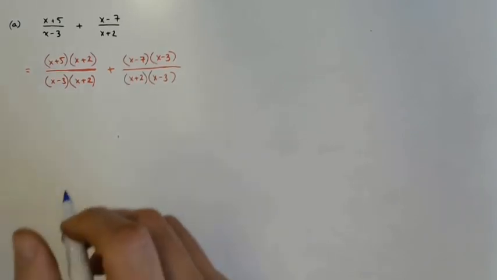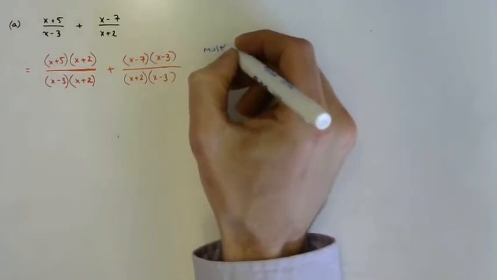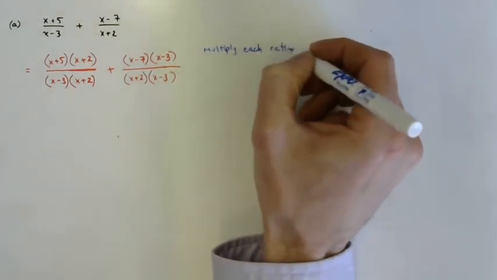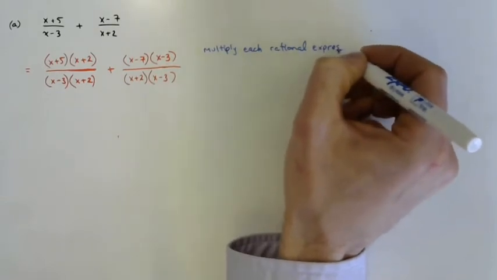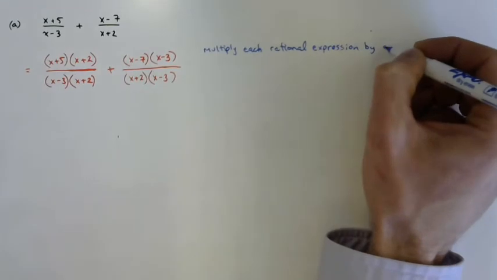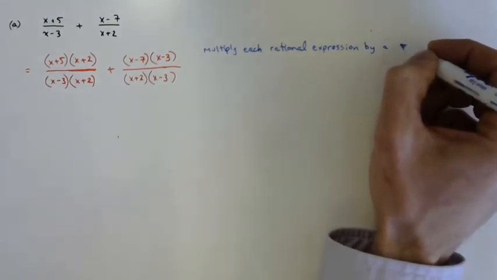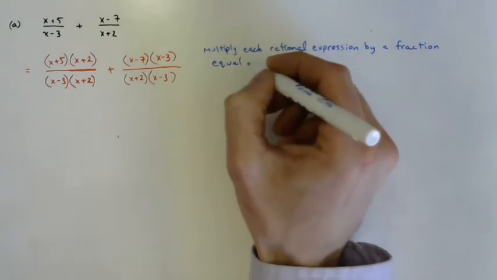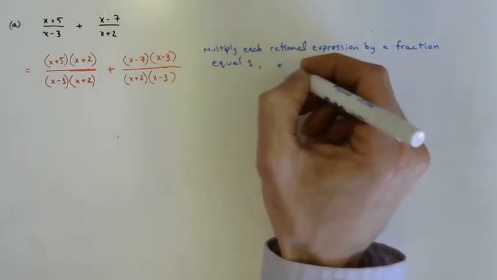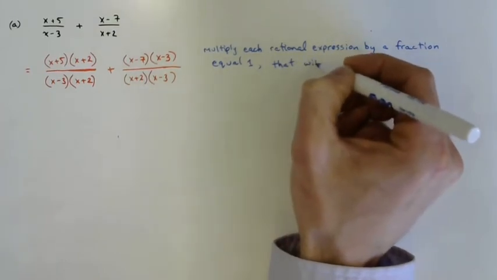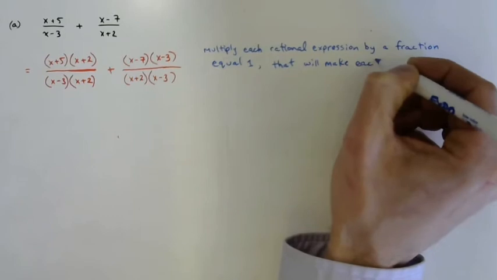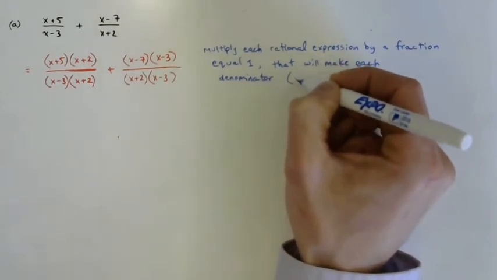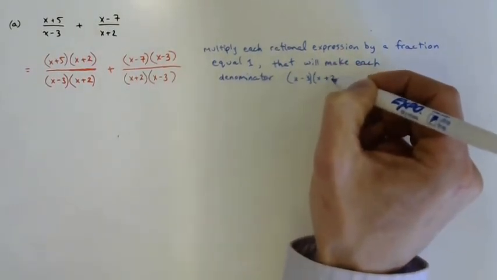So maybe we should have said it: multiply what we just did. Multiply each rational expression by a fraction equal to 1. That will make each denominator x minus 3, x plus 2.